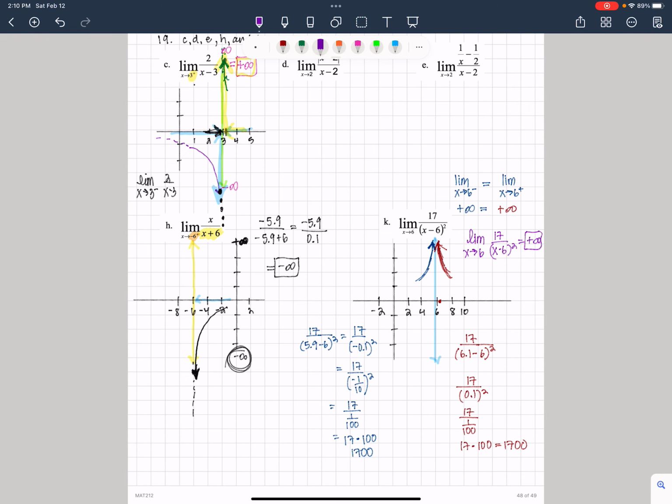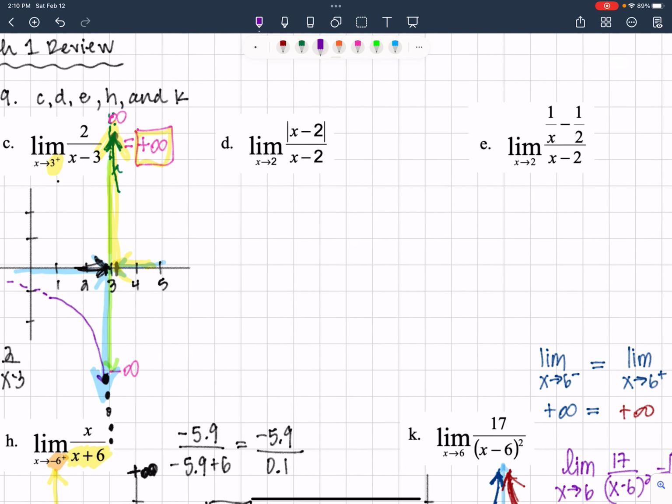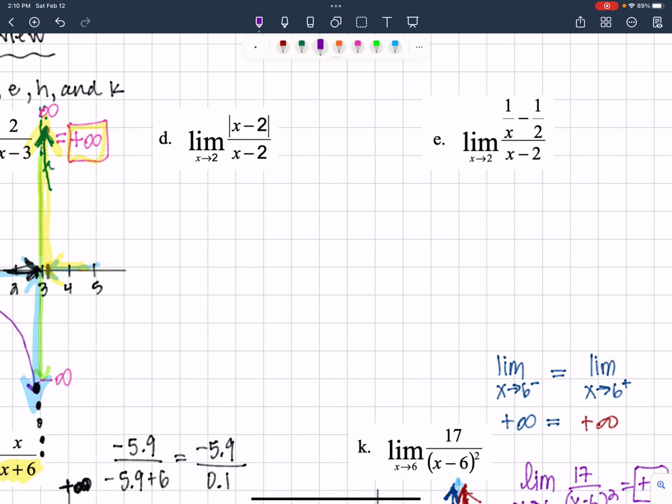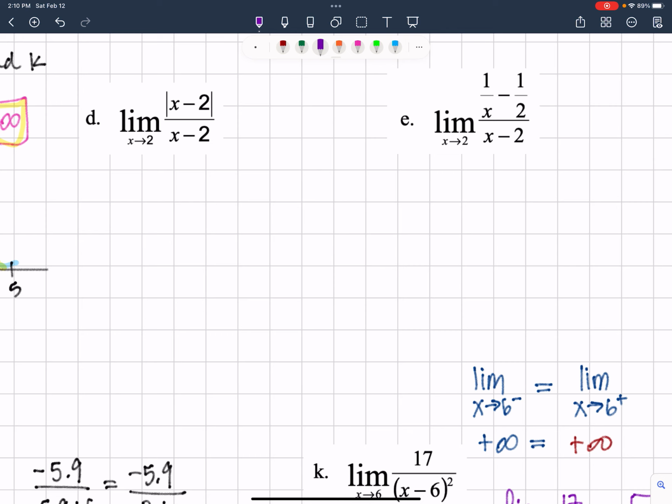Now, we might say, okay, what's different about D? I'm going to do D in a different video because it's got an absolute value, but E is pretty similar. I'm going to show you. We need to fix this. We've got fractions within a fraction. So I'm going to multiply both the numerator and the denominator by 2x. And when you multiply by the same value in the numerator as you do in the denominator, you're really multiplying by a factor of 1. So you're not changing the value, you're just changing what your expression looks like.